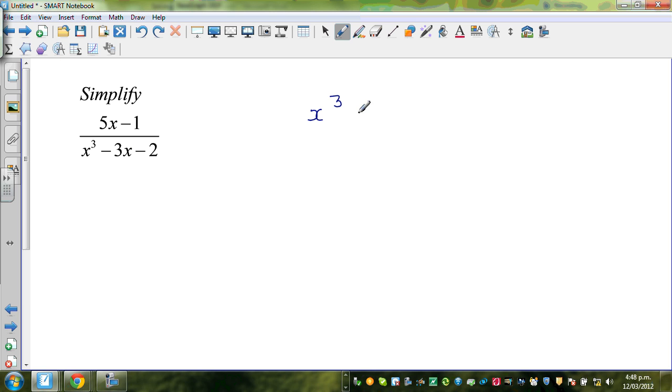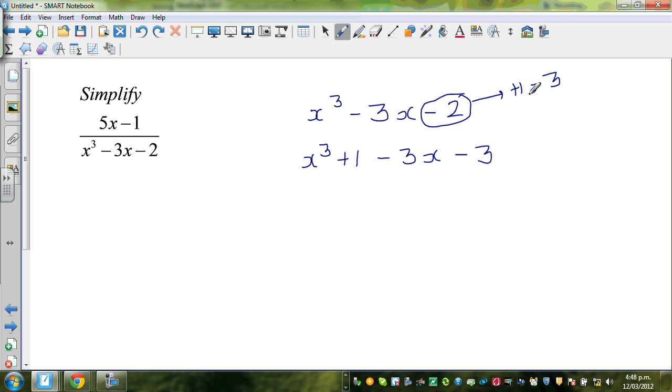Now, x cubed minus 3x minus 2. If you know the factor theorem, or the remainder theorem, you can do that. But I'm presuming you don't know the factor theorem. Now, how can I write this? I'm going to write this as x cubed plus 1 minus 3x minus 3. What I have done is I have split this minus 2. This minus 2 I have written as plus 1 minus 3.